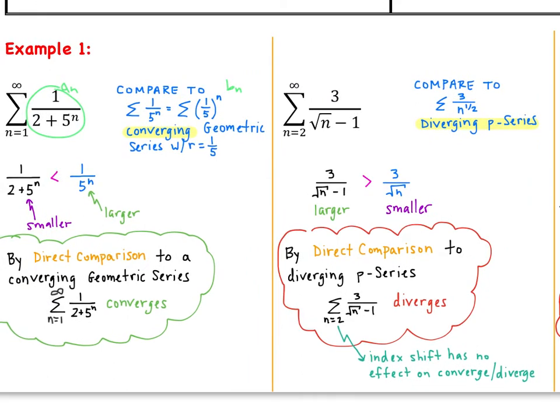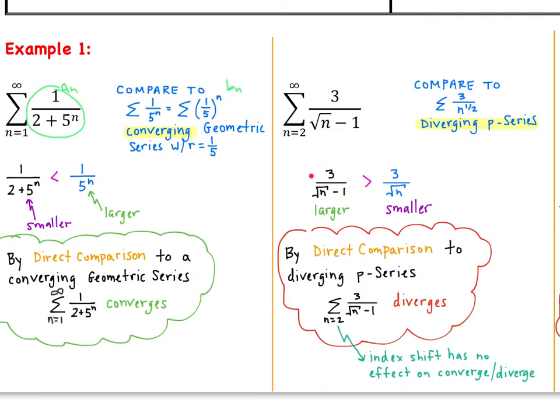All right, so we are looking at our series of 3 over the square root of n minus 1. Now, this kind of looks like a p-series, but let's compare it to an actual p-series. That 3 in the numerator doesn't make a difference, but we're going to compare it to 3 over n to the 1/2, which is a diverging p-series where p is 1/2. So now we have to compare and see which one's the bigger, which one's the smaller.